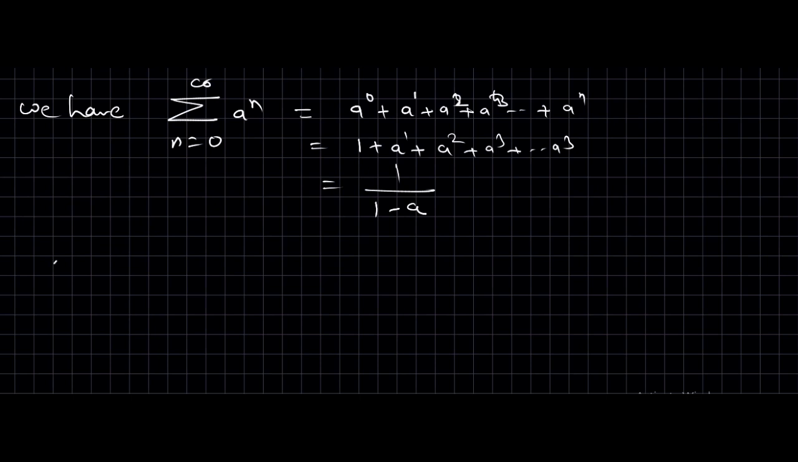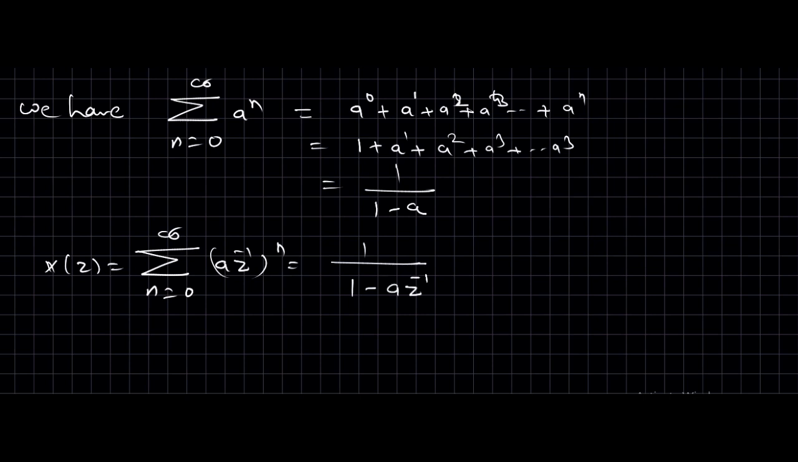So what will we get? Once again I'm writing X of z equal to the sum from 0 to infinity of a z raised to minus 1, all raised to n. This is our equation. By using this relation we can write this as 1 over 1 minus, where in place of a we have a z raised to minus 1. So this term appears here, a z raised to minus 1. We can simplify this further as 1 minus a over z. Same thing, we have written a positive index by inverting it.